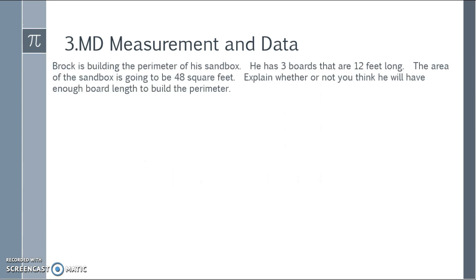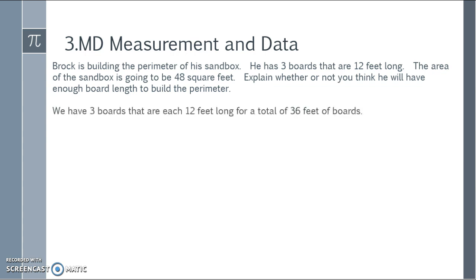Brock is building the perimeter of his sandbox. He has 3 boards that are 12 feet long each. The area of the sandbox is going to be 48 square feet. Explain whether or not you think you will have enough board length to build the perimeter.